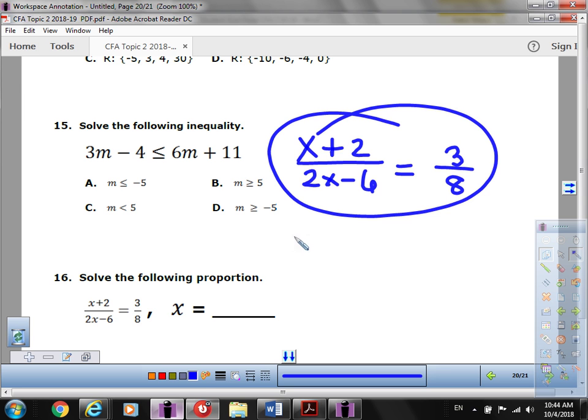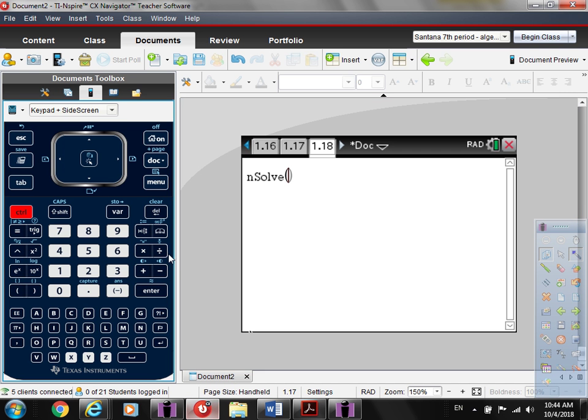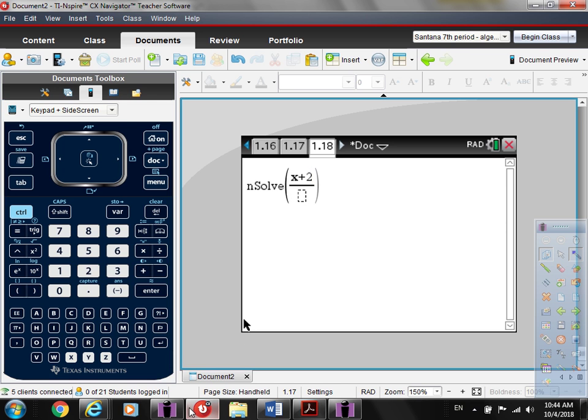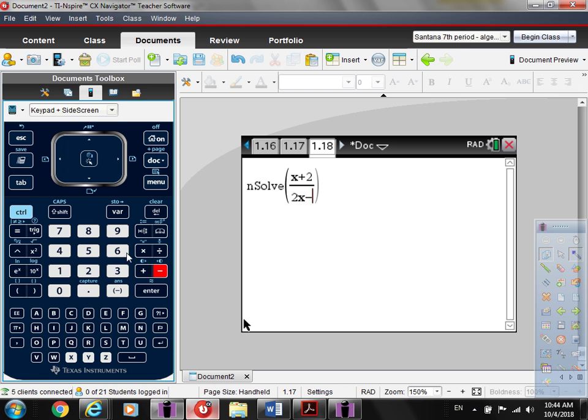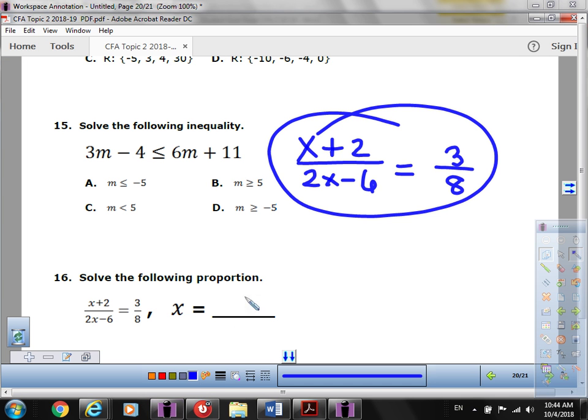A proportion is an equation. So you could have actually put it in here. Control divide. You could have put your equation in here, or your proportion, because that's what it is. 2x minus 6. So, in other words, I'm showing you how you could have solved it in the calculator using that numerical solve feature. 3 over 8. Before you hit enter, you're going to have to remember to put a comma and the variable that's in your proportion or equation, which is an x, and then press enter. The answer was -17. So if you got -17, you got that one right.